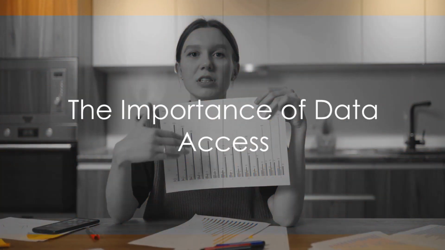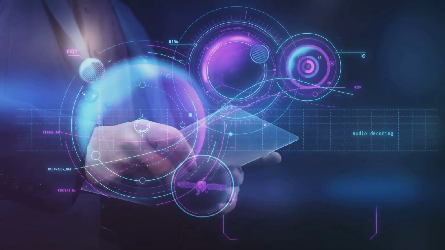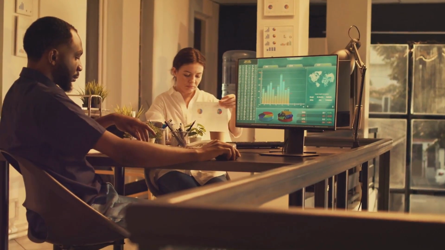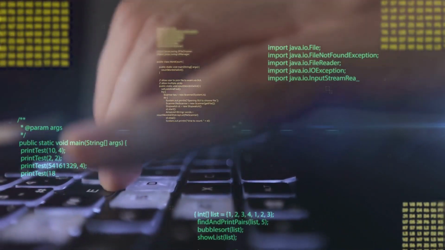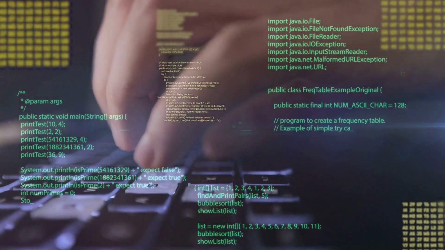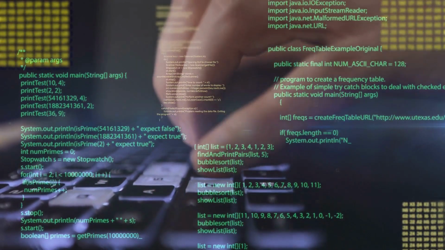Now imagine a treasure chest full of jewels. That's your business data. But what good is a chest if you can't open it? That's where data access comes in. In the realm of business intelligence, data access refers to the ability to retrieve and manipulate this treasure trove of business data.